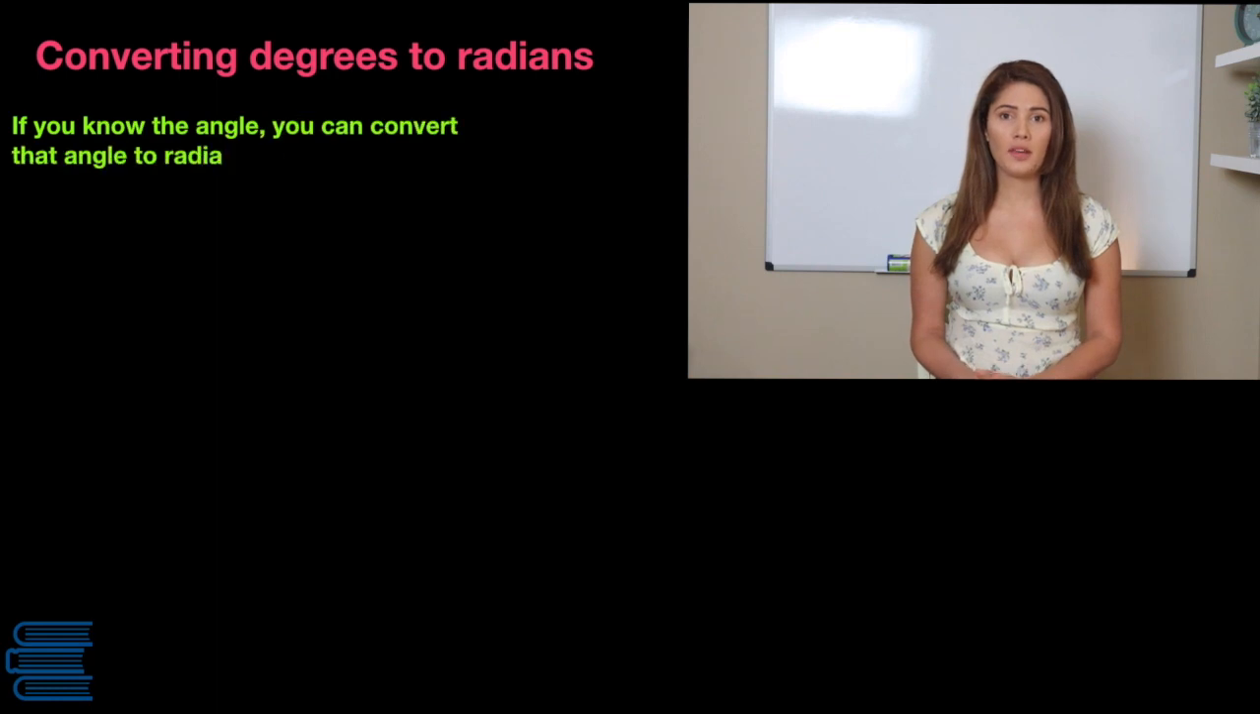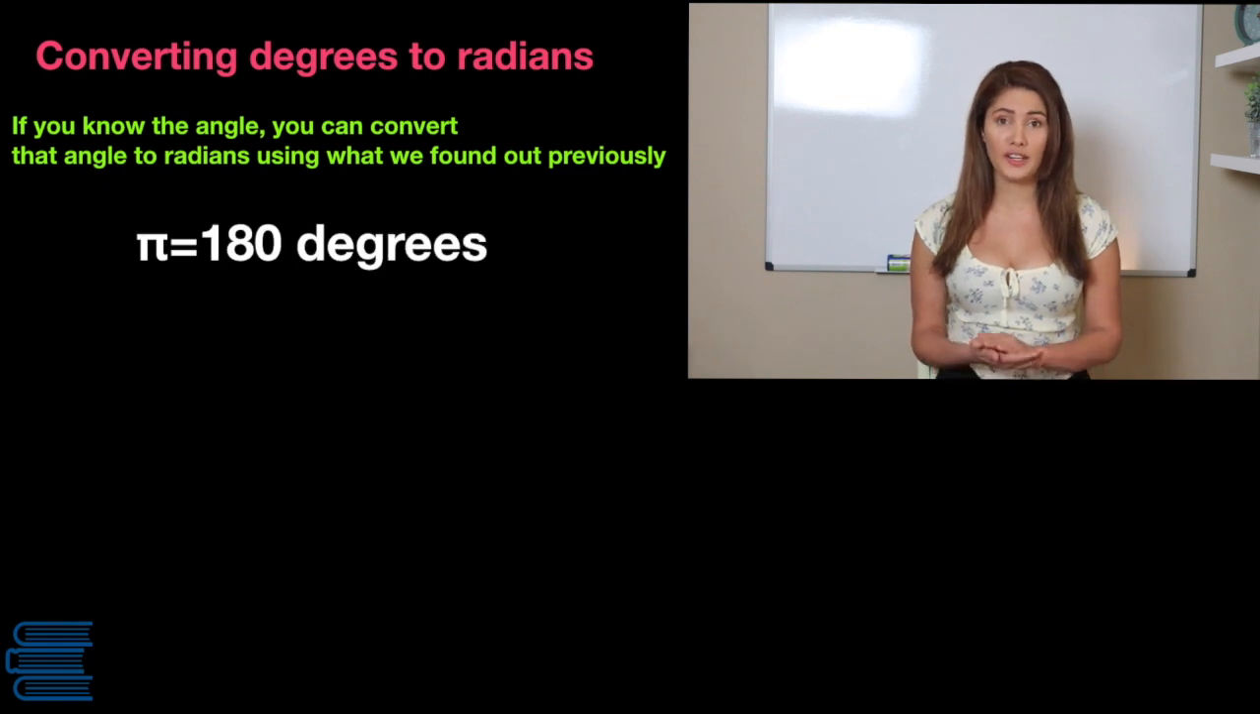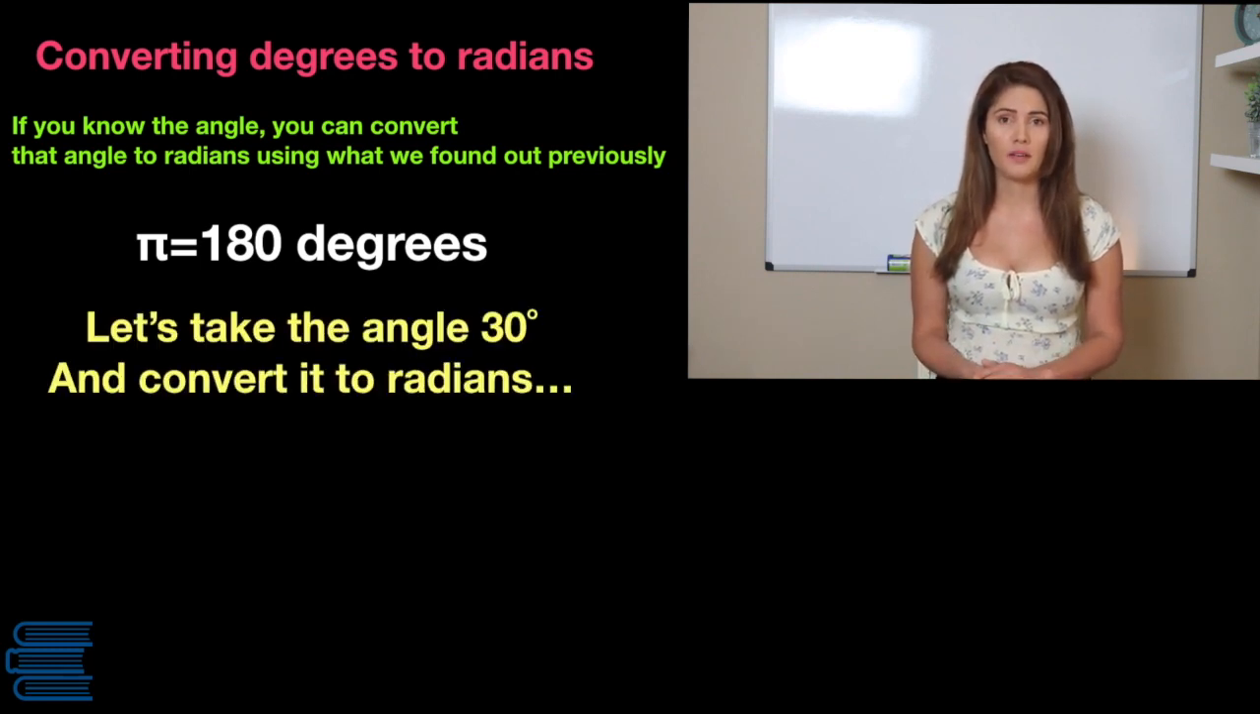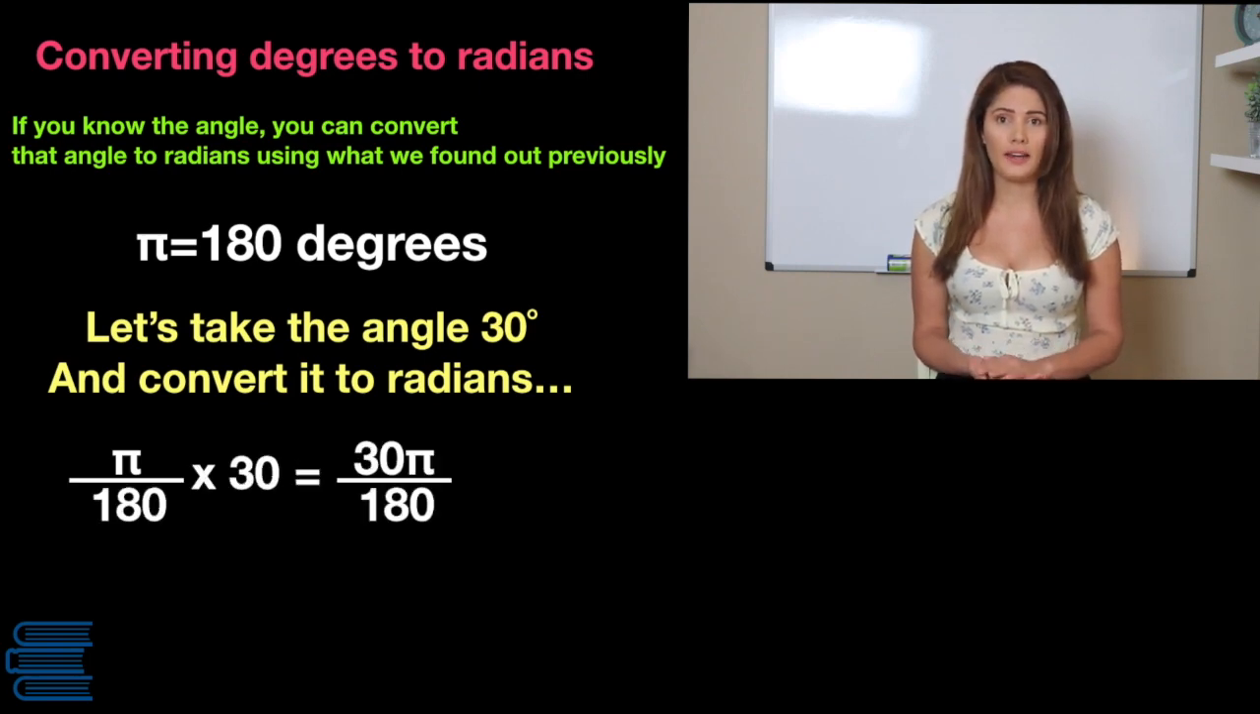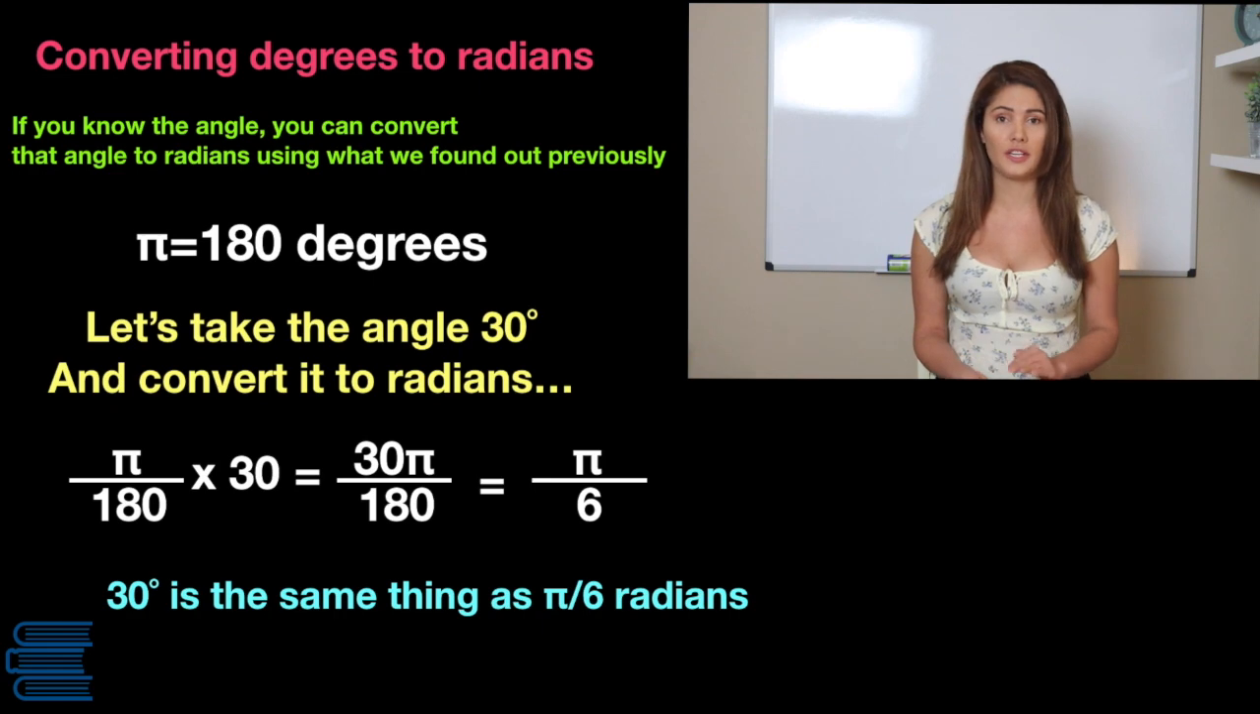Converting degrees to radians. If we have the angle, we can find the radian equivalent just by what we found out previously. We found out that pi is equal to 180 degrees, so we're going to multiply our angle by pi over 180 to find the radian equivalent. Let's take 30 degrees for example. We would do pi over 180 times 30, which would equal 30 pi over 180. Simplified would be pi over 6 radians. Pi over 6 radians is the equivalent to 30 degrees.